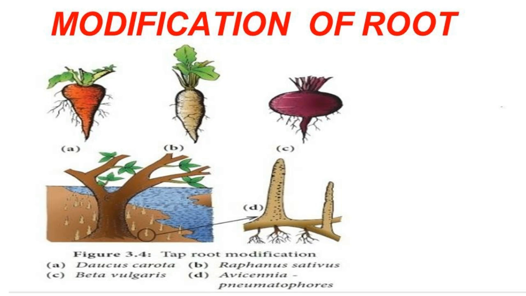Modification of root. Look at the radish, turnip, beetroot, carrot. Some of the pictures I gave you here all grow under the soil. As soon as you pluck them from the ground, if you wash them, what can you see? You can see the small roots dangling from the surface.